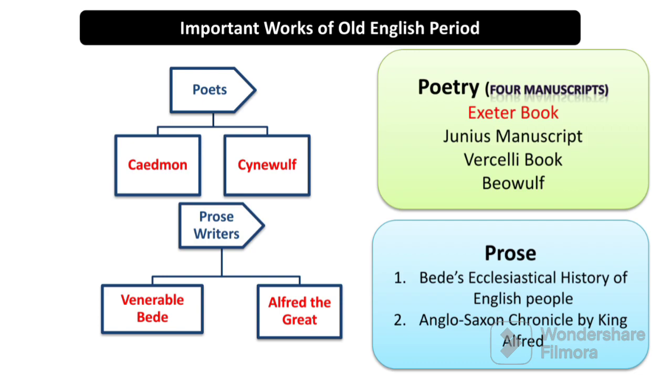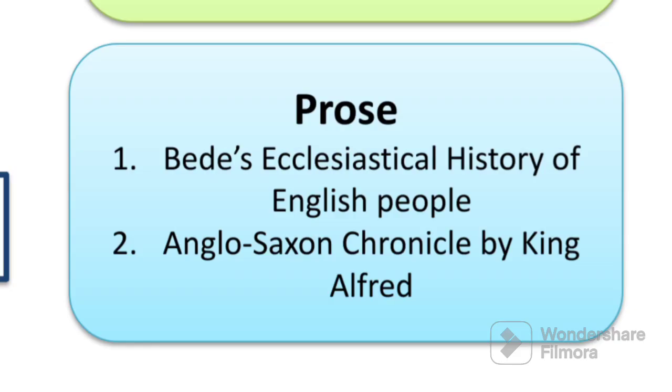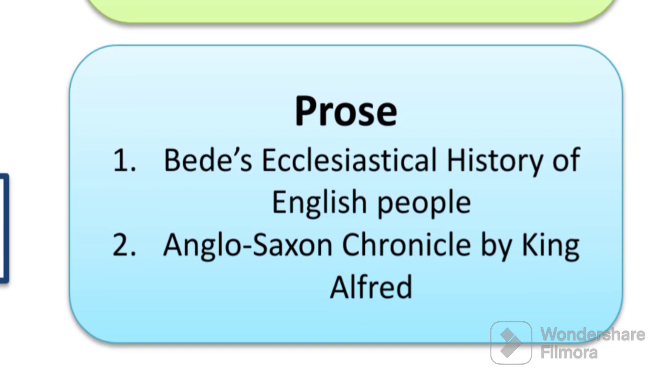Coming to the prose writers, we have 2 prose writers. First is Venerable Bede, or Bede, and Alfred the Great, who was a king. So these were the 2 prose writers who are important. In prose, we have 2 works. Bede's Ecclesiastical History of the English People, and the second was the Anglo-Saxon Chronicle by King Alfred. These 2 works are very important in prose.